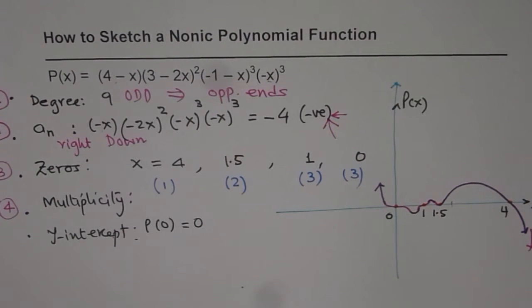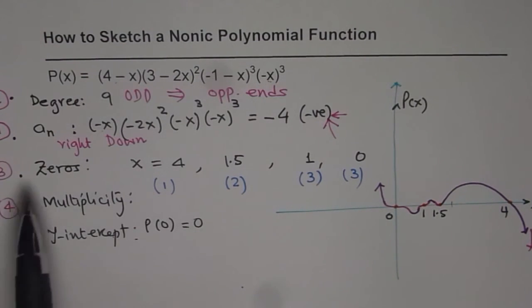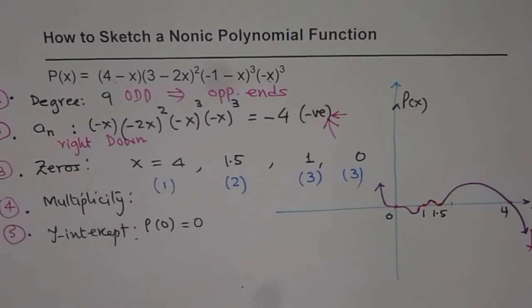But otherwise, I think you understand the concepts and the steps involved, right? So you should actually start with the leading coefficient, then degree, zeros, multiplicity, and the y-intercept at the end. So these are the steps to draw any polynomial for that matter. We have clearly given you instructions, and I hope that should help you in your test. Thank you and all the best.